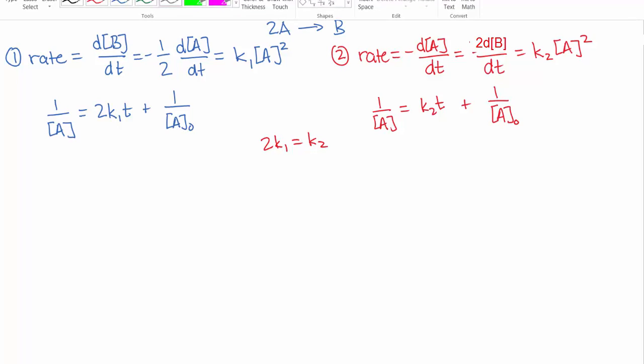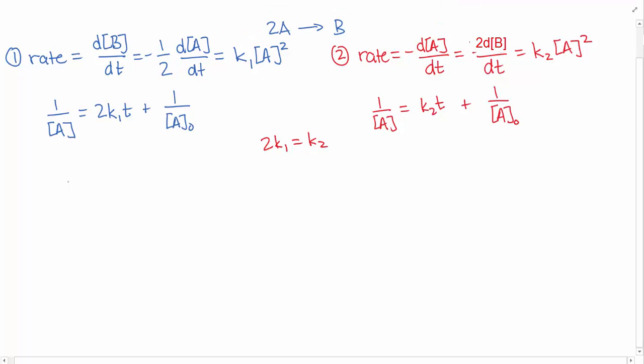So now let's look at what happens if we graph. In this first case, if we make a graph of 1 over the concentration of A versus time, then we might get something that looks like this. And this slope here is 2 times rate constant K1. So we can see from here that we get a linear plot with the slope of 2K1.